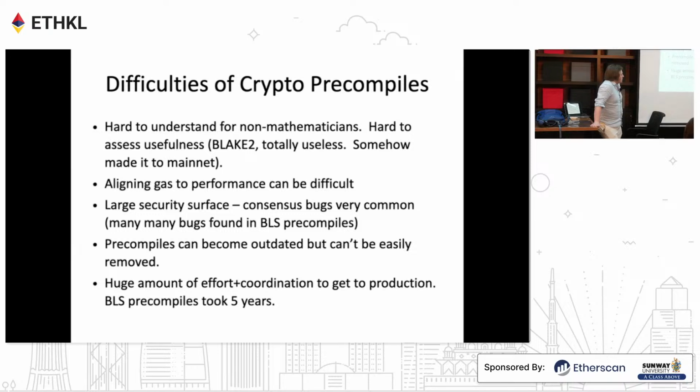Precompiles have a large security surface. We've found countless bugs in the BLS precompiles, at least 10. These have been patched and haven't made it to mainnet yet, and luckily we haven't had a consensus failure on mainnet due to a curve or a crypto precompile, to my knowledge. I may be wrong, but recently it hasn't happened.